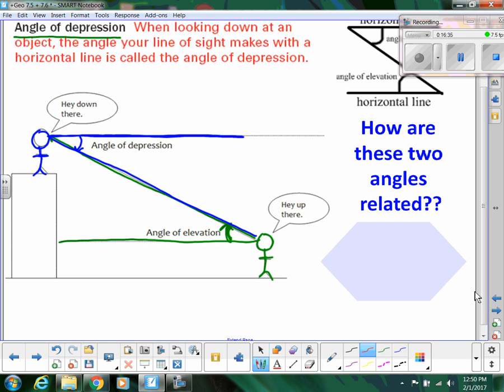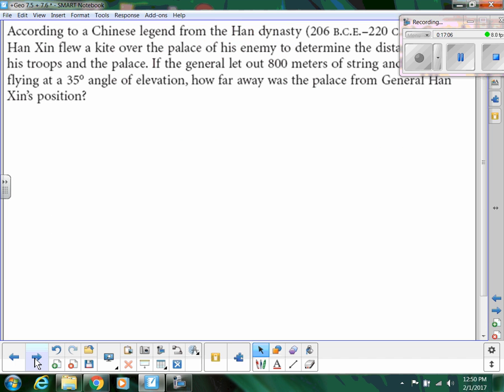Now, if you notice, these horizontal lines have to be parallel, because true horizontal, we're assuming that we're on flat ground, will be parallel to the ground. So your horizontal line of sight will be parallel to everyone else's horizontal line of sight. All right, so these angles are actually alternate interior angles and will always be congruent. Okay, so keep that in mind. All right, so angle of elevation, angle of depression. Let's do one word problem that uses those.